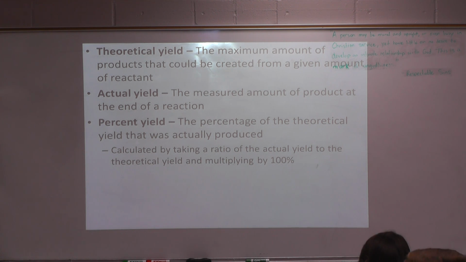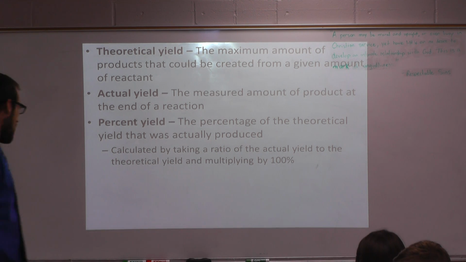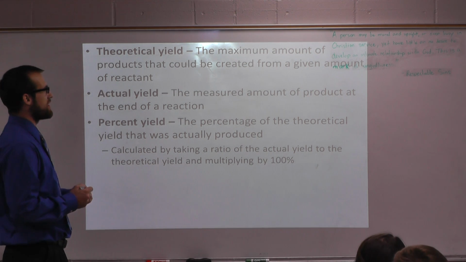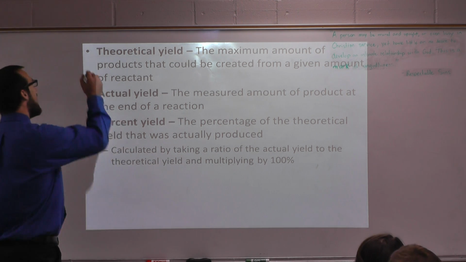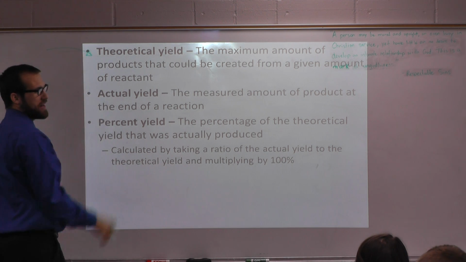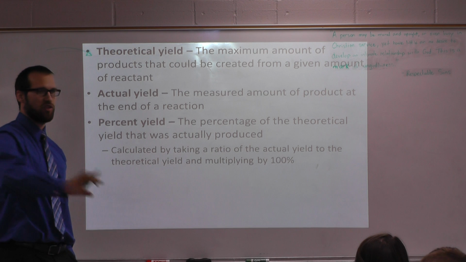Theoretical yield, actual yield, percent yield. Theoretical yield is the maximum amount of product that can be created from a given amount of reactant, aka we've been figuring out the theoretical yield this whole chapter.